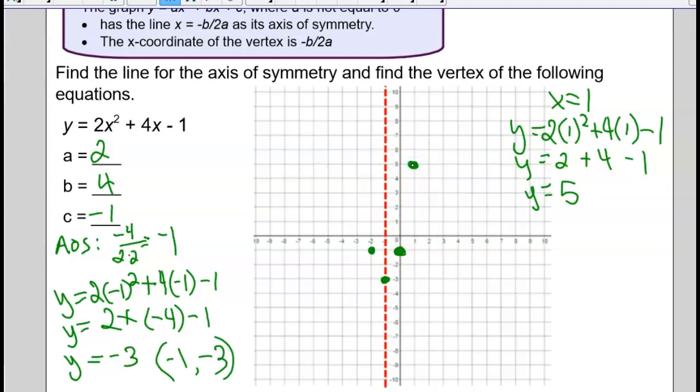And again, I can use my axis of symmetry to help me graph. This point here, 1, 5, is 2 units to the right of the axis of symmetry, so it must be mirrored over here 2 units to the left. And this is enough for me to make my parabola. It's going to look something like this. It's a beautiful non-curvy parabola there.